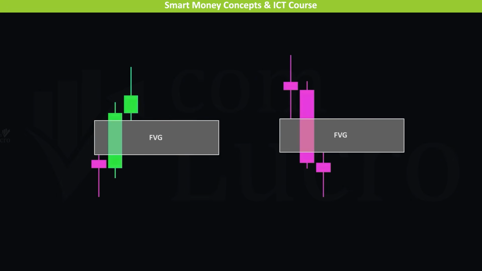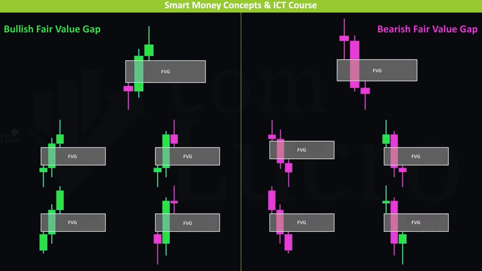To begin with the fundamentals, a bullish fair value gap is the area between the upper wick of the first candle and the lower wick of the third candle in a three-candle formation. In the same way, a bearish fair value gap is the area between the lower wick of the first candle and the upper wick of the third candle. Candle color does not matter, and these gaps can appear in different shapes and sizes.